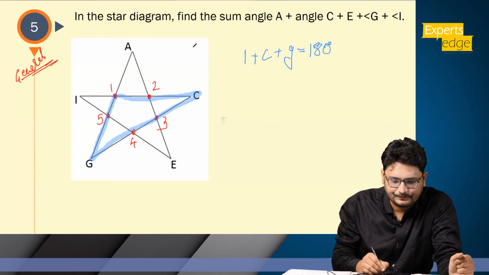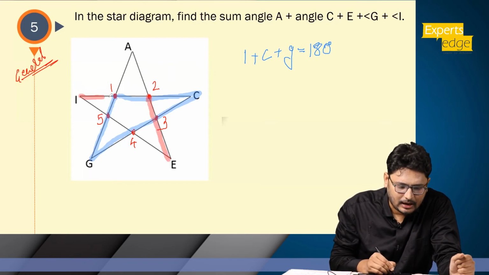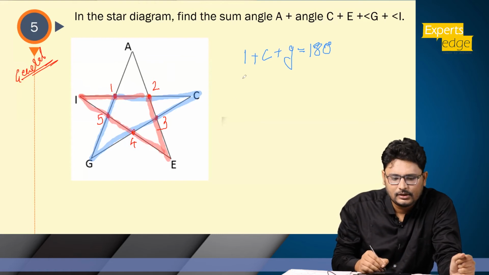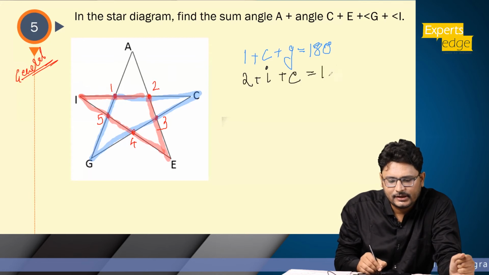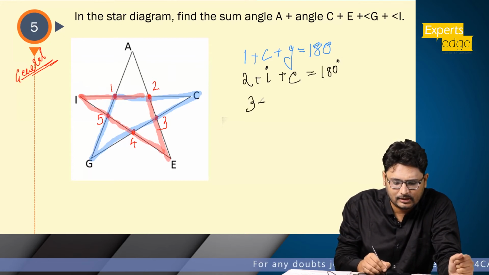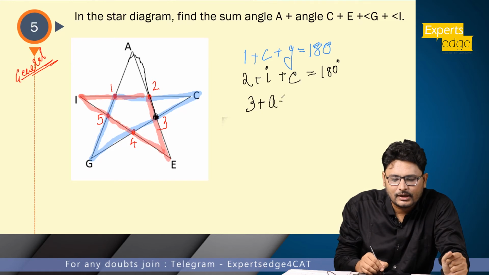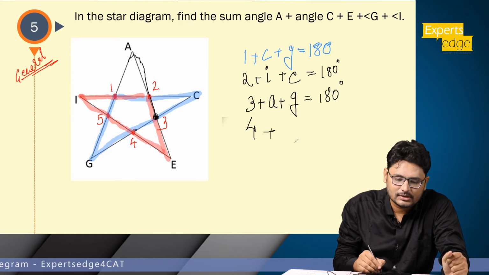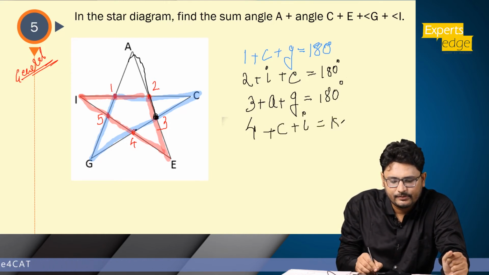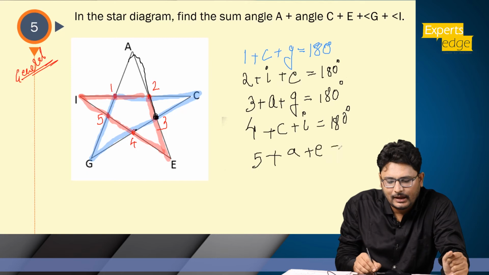Second, from 2 which will be formed? If I want to trace, from 2 this E, I, and this is E, right? So from 2 I'll get 2 plus I plus E, right? So again this will be 180 degree. Similarly from 3, now I think you can visualize, from this point I'll get this A and G, so A and G 180 degree, right? Then from 4, C and I 180 degree, and from 5 I'll get A and E, right? So if I add all of them, what will I get?